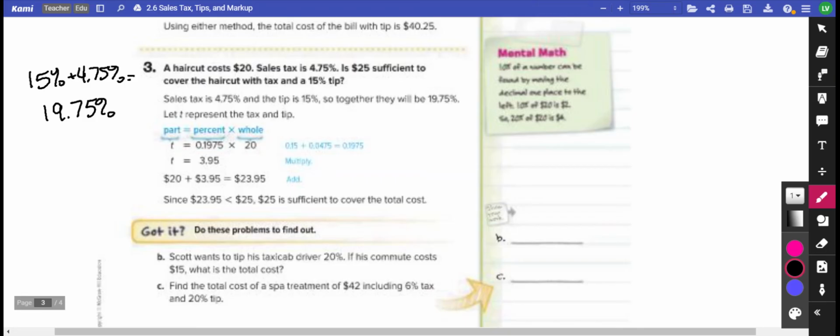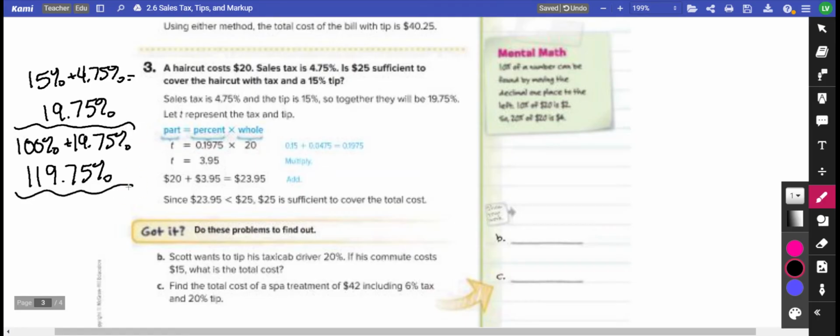Actually, the book shows the first method, so I'm going to use the second method. So I'm going to take 100% and I'm going to add 19.75%. So I'm paying for 119.75%. So I'm going to take my total of $20 and multiply that by 1.1975. That equals $23.95.